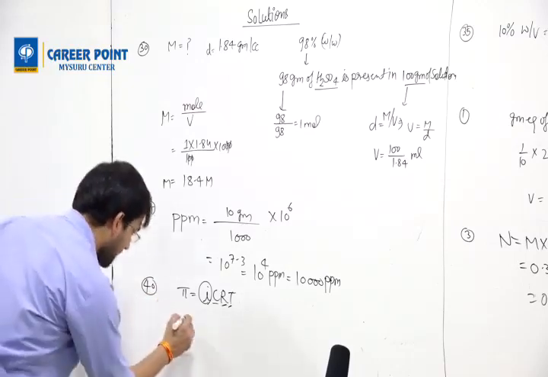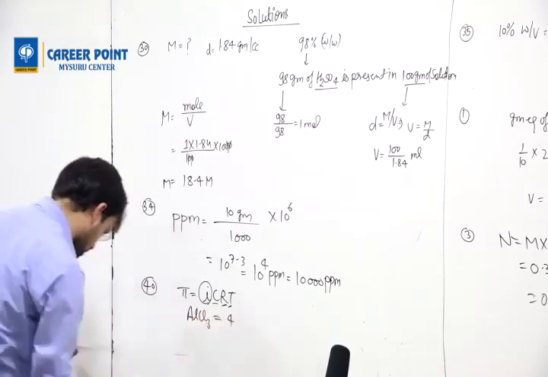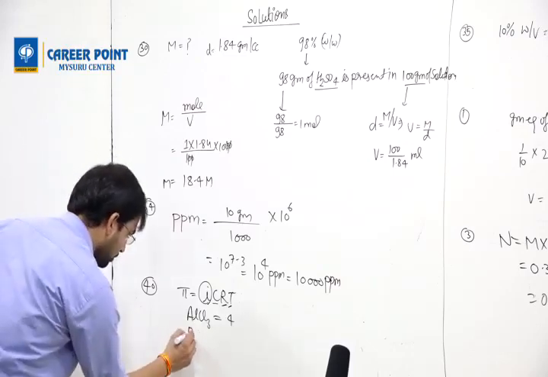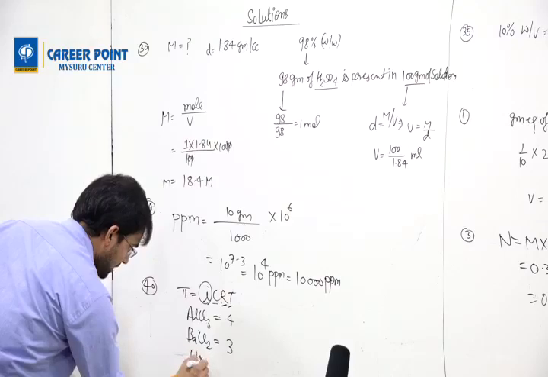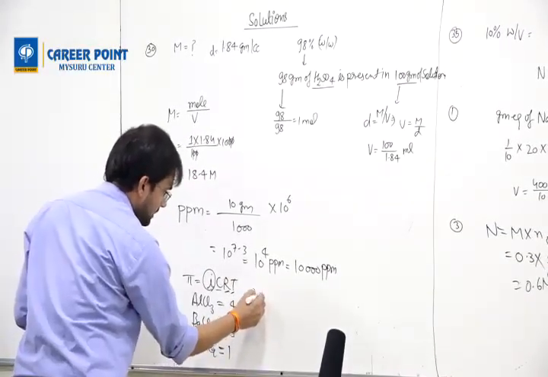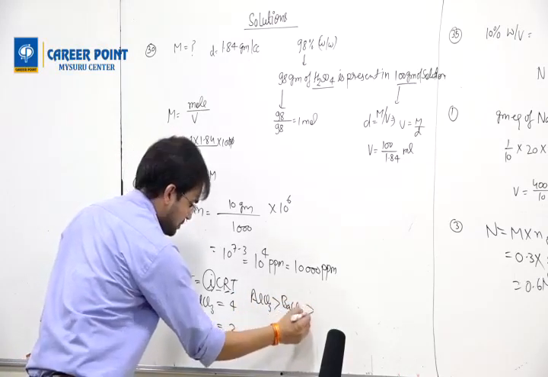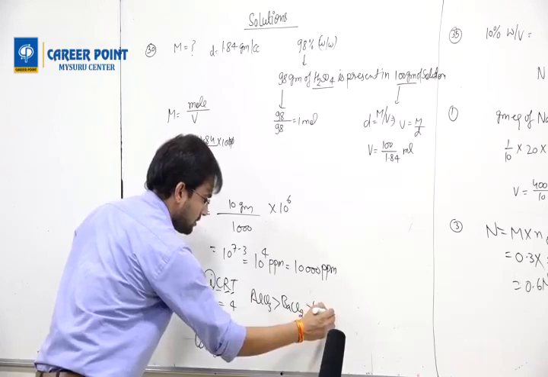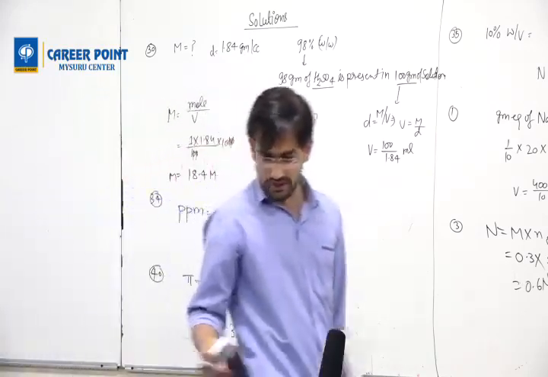So i is maximum for AlCl3. How much i? 4. For BaCl2, 3. For urea, 1. So answer is AlCl3 is greater than BaCl2 is greater than urea. That is question number 40. Then we'll have 46.